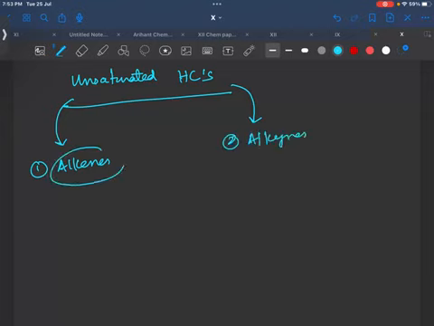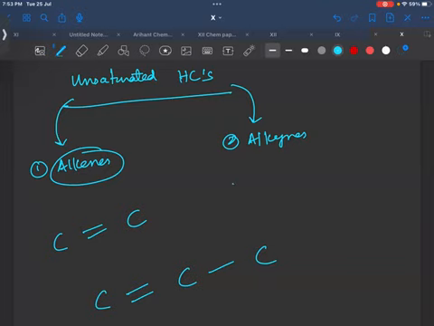So alkenes will have a minimum requirement that there must be one double bond. There should not be a triple bond. A single bond is possible. Are you getting what I'm saying? If there is a double bond between two carbon atoms, that means it's an alkene. But if you also have single bonds along with the double bond, then it's still an alkene.